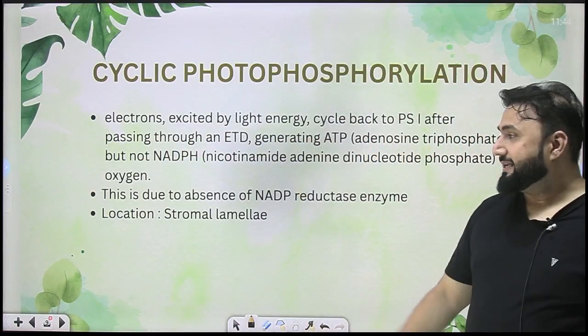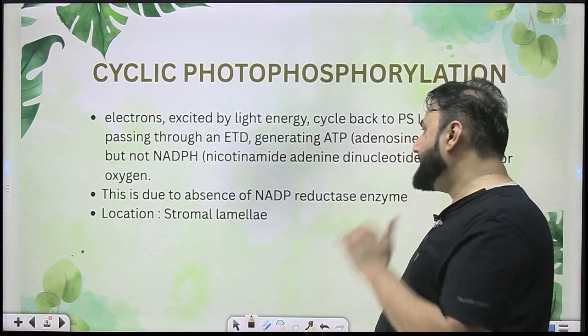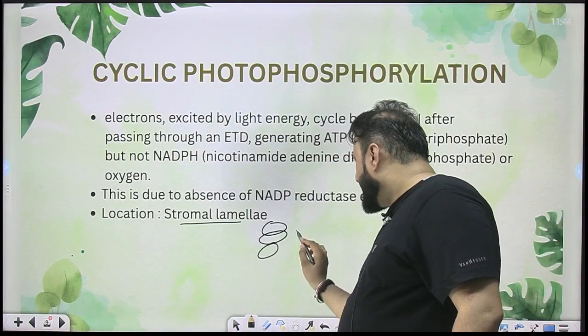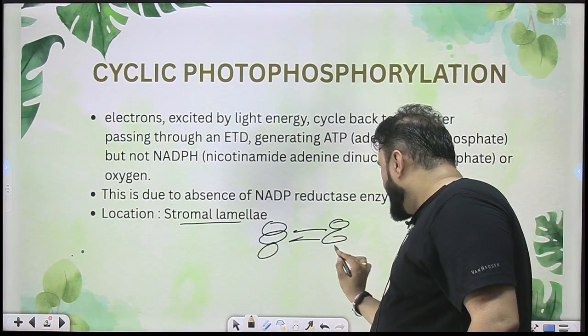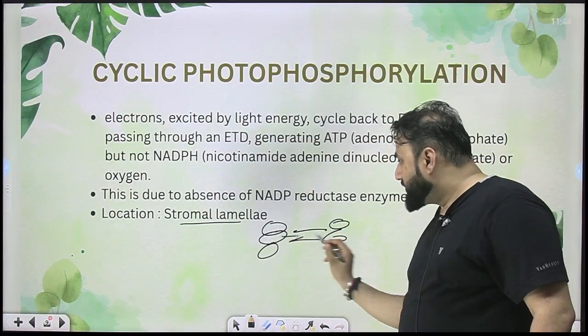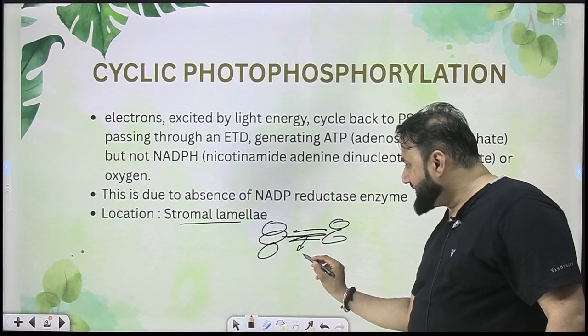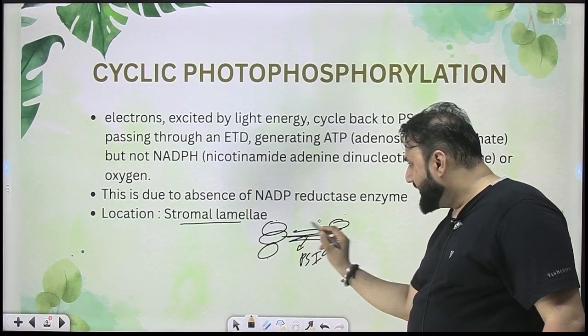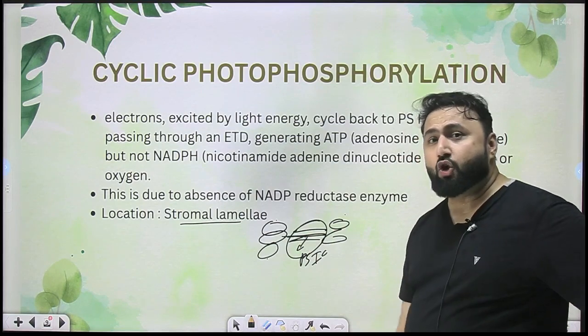Now this is your cyclic reaction, which happens in the stromal lamellae. One grana is here, another grana is here, and both grana are attached by stromal lamellae. Here you can see this PS1 cyclic system. You can see it on the upper part also, but maximum you will see it in the stromal lamellae.